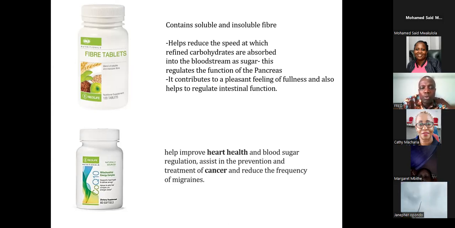The other product we have is CoQ10. Now, what does CoQ10 do? It helps to improve heart health and blood sugar regulation. It assists in the prevention and treatment of cancer, and it reduces the frequencies of migraines. Now, CoQ10 helps all your internal body organs to function properly. We are talking about the brain, the heart, the lungs, the kidney, the liver, the pancreas, your reproductive organs. CoQ10 is just an amazing product.